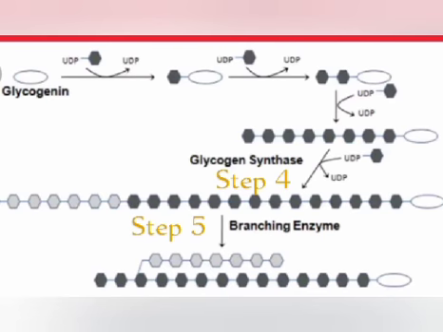Step 5. Branches are made by glycogen branching enzymes, which transfer a new glucose residue onto the growing glycogen chain via an alpha 1 to 6 glycosidic linkage.